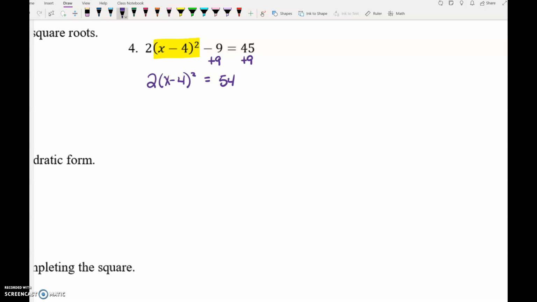You cannot distribute. No distribution. No distribute. That's a wonky looking exclamation point. We divide both sides by 2 to get x minus 4 squared equals 27. Then we square root both sides. Don't forget about your plus minus.